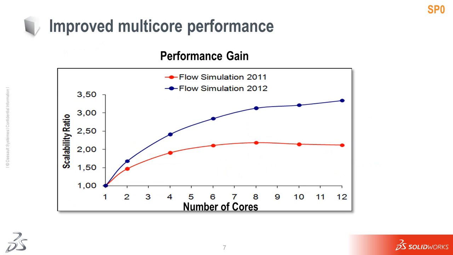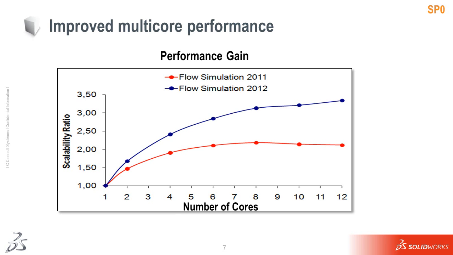SolidWorks Flow Simulation 2012 offers improvement in multi-core performance. Multiple CPUs have an influence on solution time. To select how many CPUs to use for a simulation, users just need to open the Run dialog box and make a selection in the Use CPUs list.